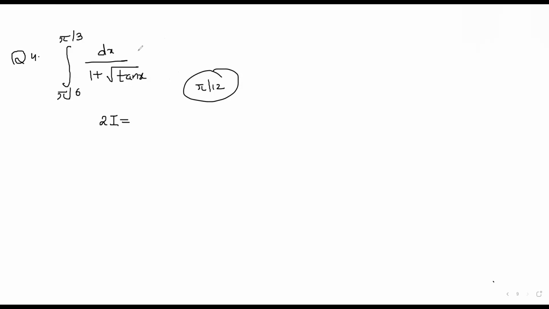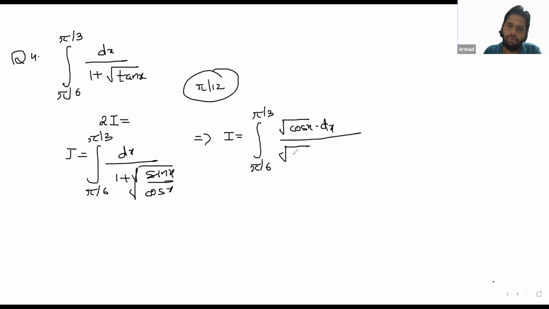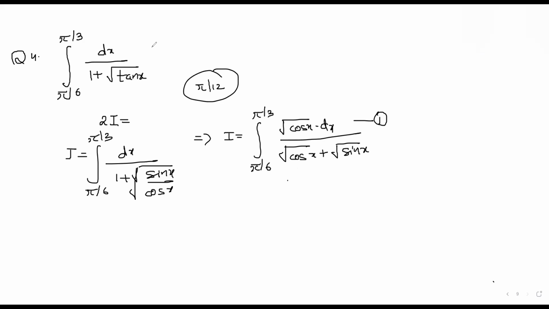Substitution. Not sure how you have done that, Huzaifa, but you have to do it like this: pi by 6 to pi by 3, dx, and the denominator 1 plus root of sine x by cos x. Now this root will be shifted to the numerator, so you will get root cos x dx by root cos x plus root sine x. The same type of question we have already completed. Zephyr, have you used this method? Do you do tan x equals t? No, it will become very complicated, because we don't have any secant square here. So Zephyr, please use this method. Let this be I. Now please apply the same property which we have been using and share your final answer with me. Please do this in 2-3 minutes.